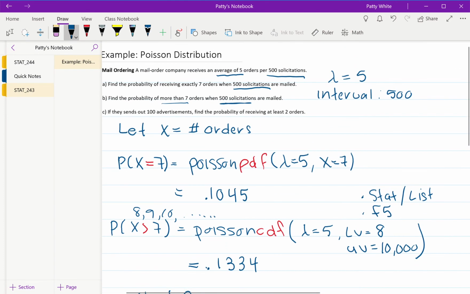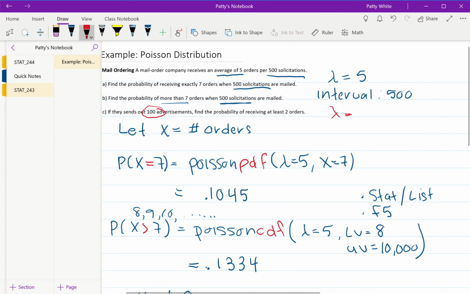All right, last one. If they send out 100 advertisements, find the probability of receiving at least 2 orders. So here I'm only looking at 100 solicitations, so my lambda is going to be different. I'm going to have to change my lambda value. Lambda has always been for 500. So now I need to figure out what lambda has to be so I have an interval of 100.